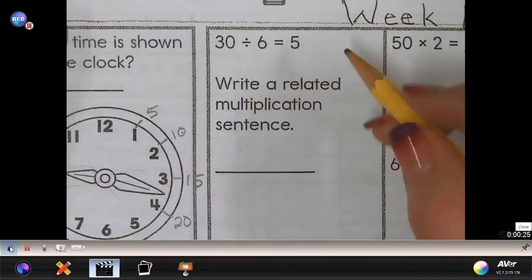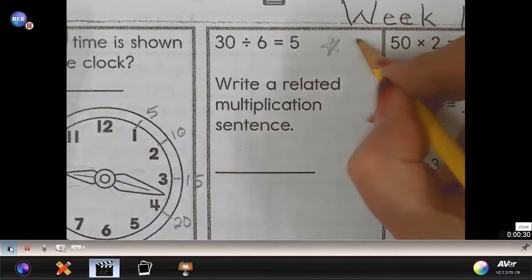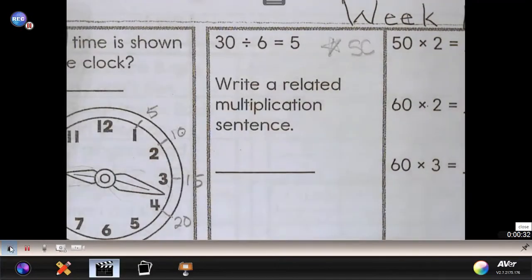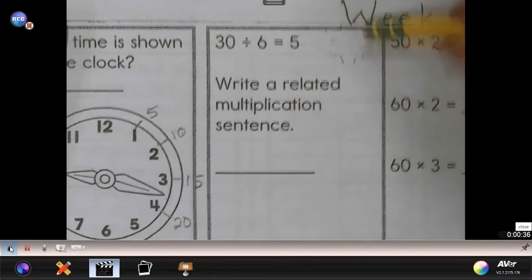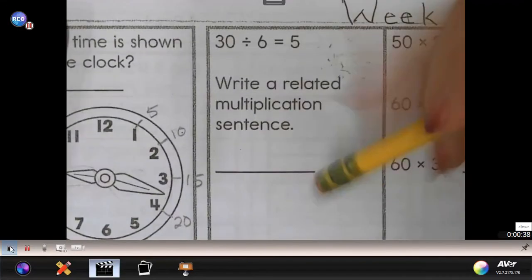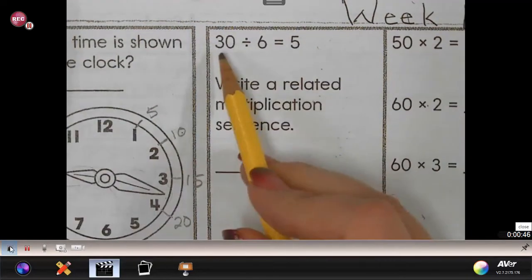So if you get it correct, put a star. If you had to self-correct yourself, put an SC here. Remember, this is just important for you to realize that we all make errors, and so we're just using our best understanding of what we know to help us learn. So let's take a look at the first problem.